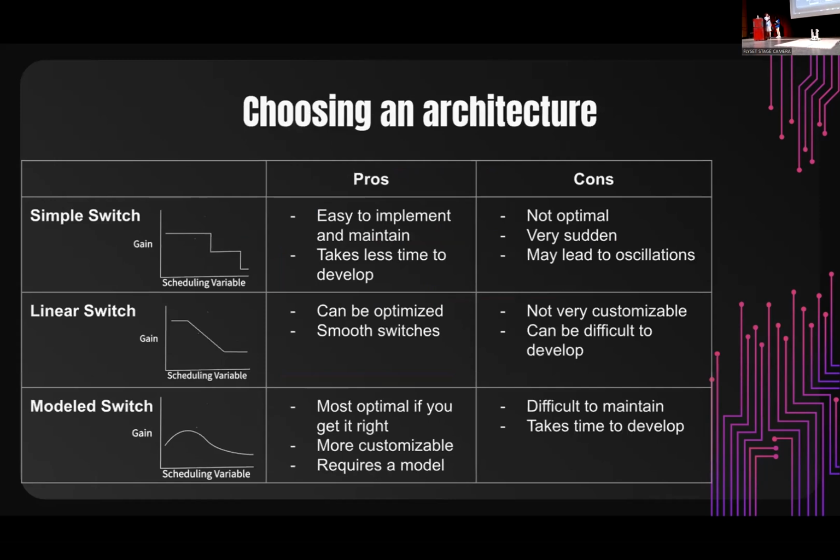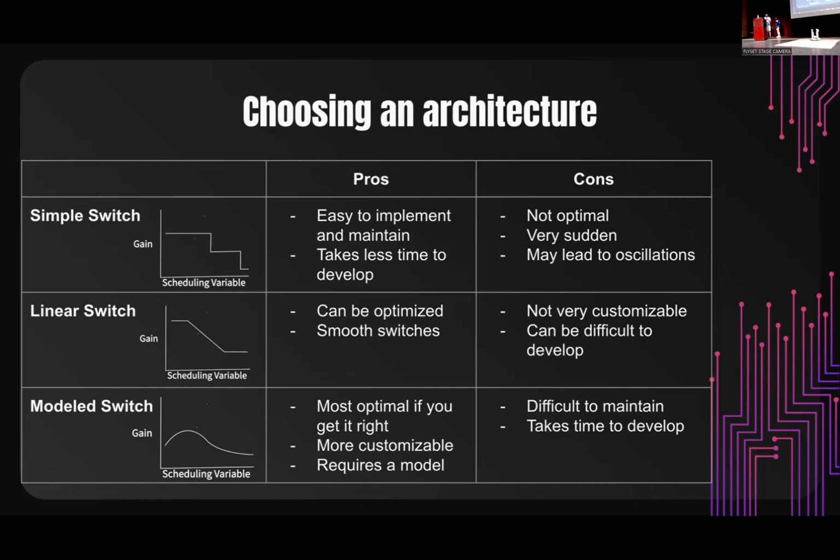As you can see here, the simple switch is at the very top, and you see how it just jumps down in steps, kind of. Some pros are that it's very easy to implement and it takes very little time to develop because essentially it's just a bunch of if statements. Let's say if the scheduling variable is equal to the design point, then your PID gains are this. Else if the scheduling variable is equal to another design point, then the PID gains are something else.